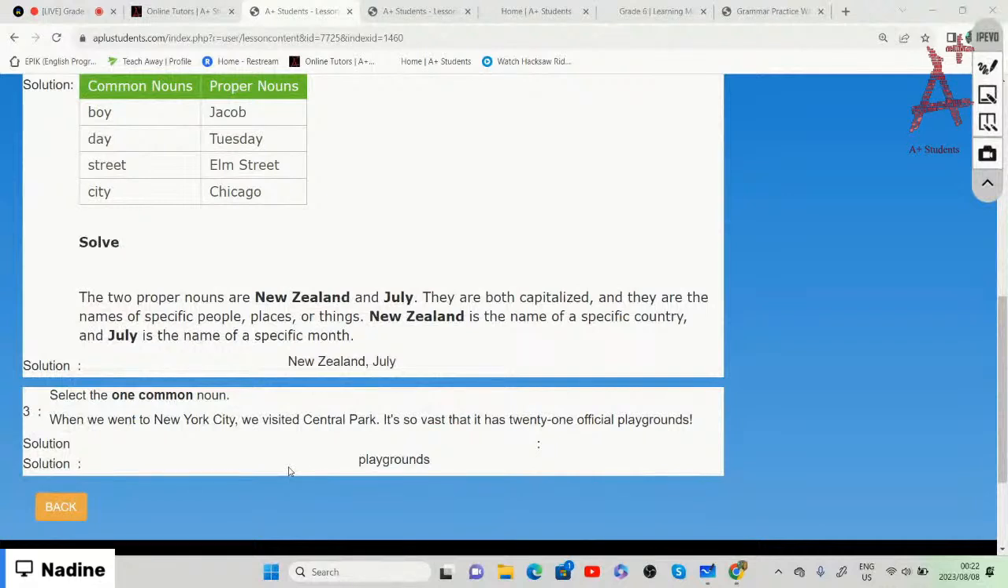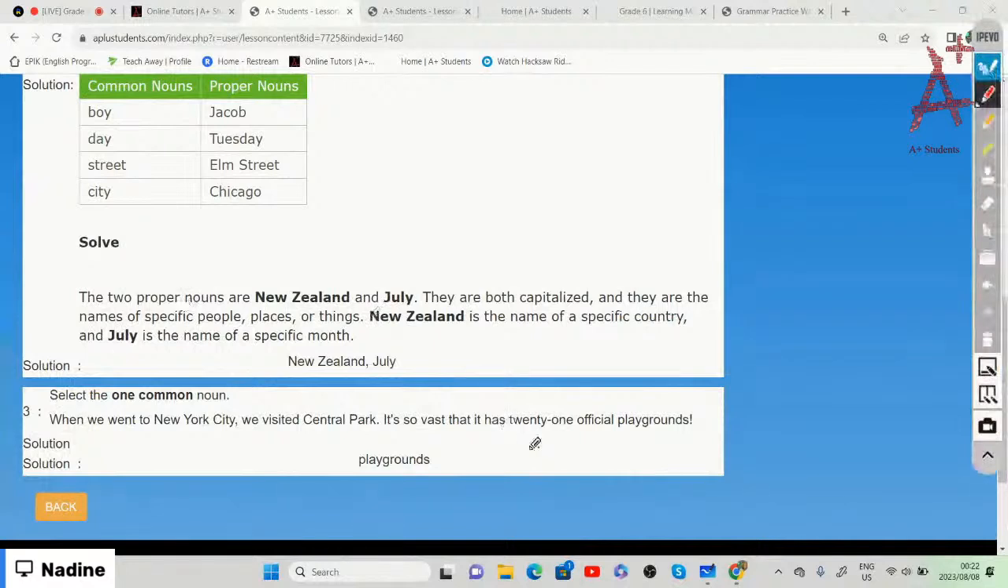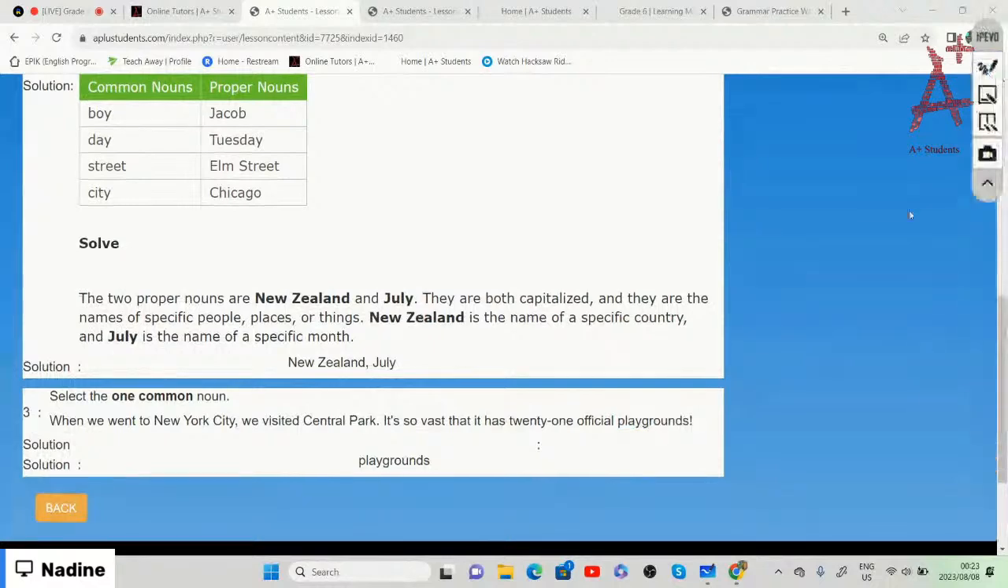So we went to New York City. We visited Central Park. It's so vast that it has 21 official playgrounds, right? So if we choose the common noun within that sentence, it will be playgrounds. All right, so that is basically the common noun, generalizing, the general thing that we made mention of.